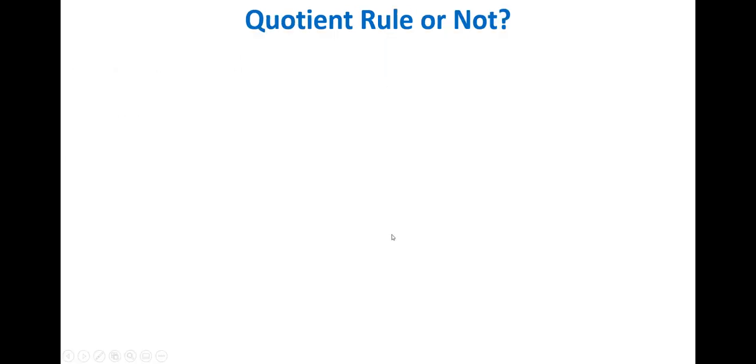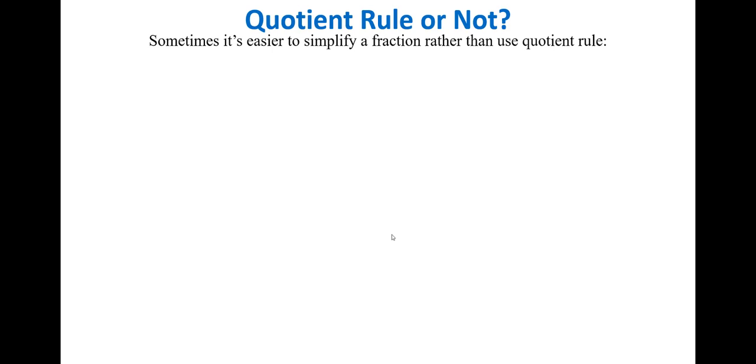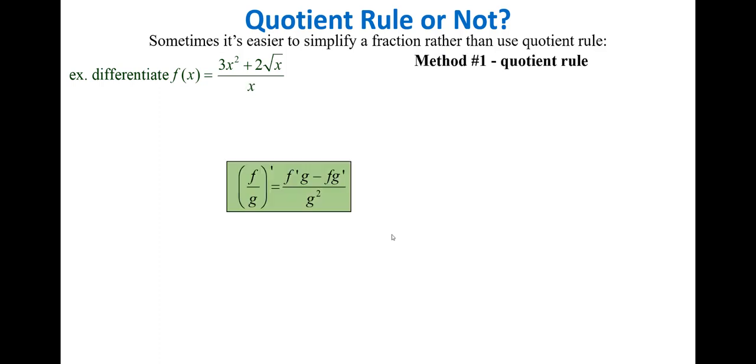In this next slide, I'll show you a special case to illustrate that sometimes it's easier to simplify a function than it is to use the quotient rule when you have a fraction. You're asked to differentiate. Numerator is 3x squared plus 2 rad x. Denominator is x. First time around, I'm going to show you how to do it with quotient rule.